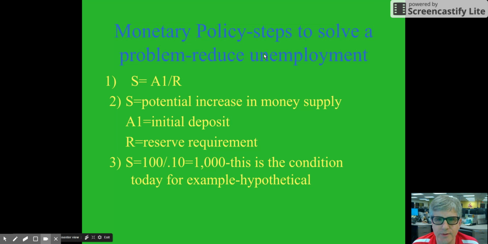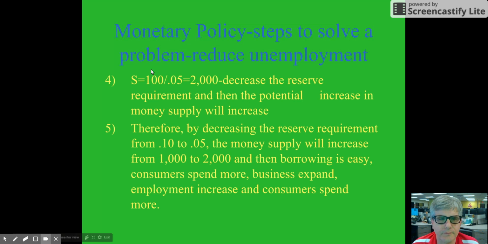So we want to reduce unemployment. We want to increase the economy, so we want to raise the money supply. We can do that by lowering the reserve requirement. And so we're going to keep the 100 A1 the same. This goes down to 0.05, and this becomes 2,000. So we decrease the reserve requirement, the potential increase in money supply will increase. It goes from 1,000 to 2,000.